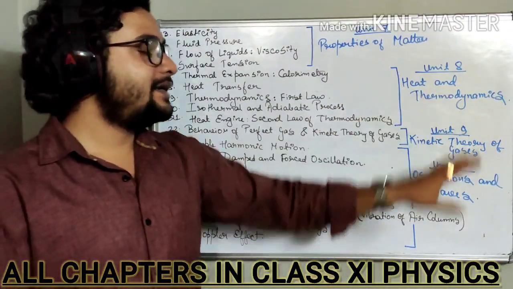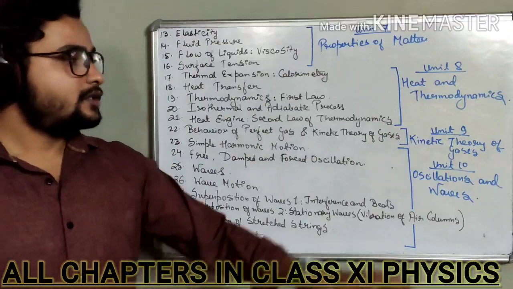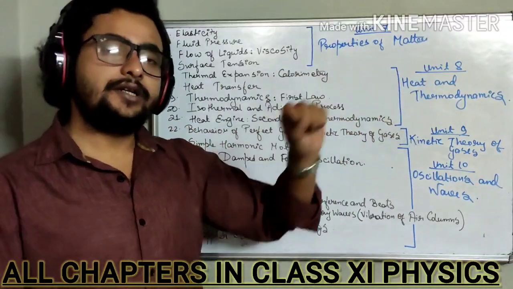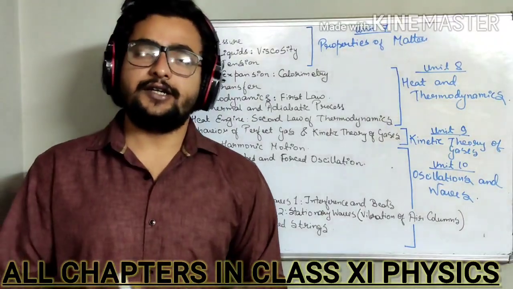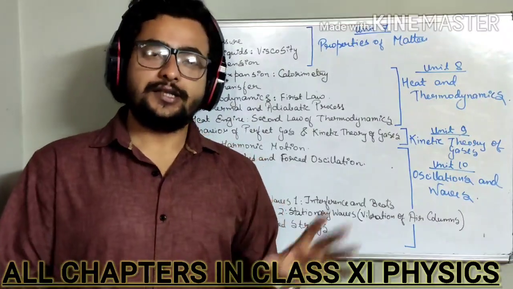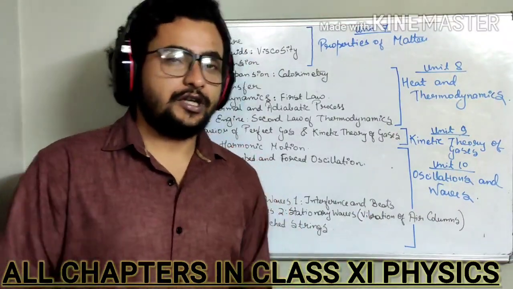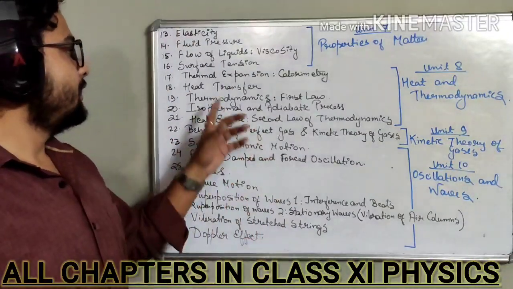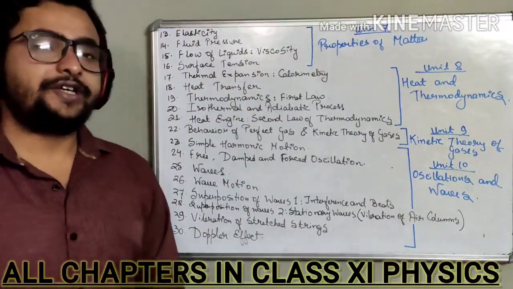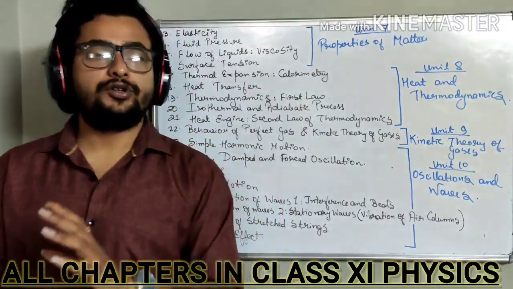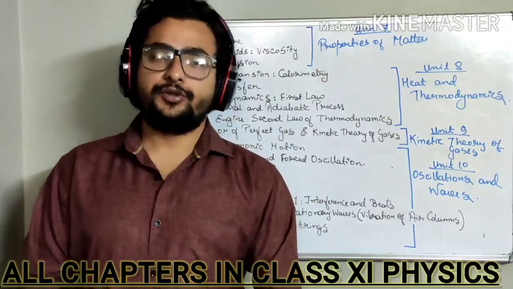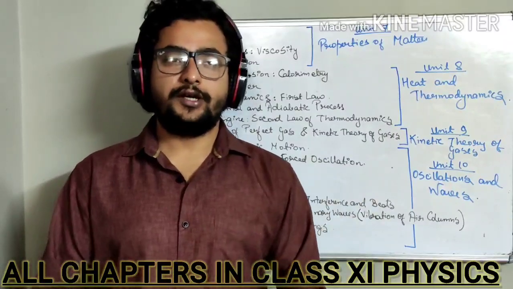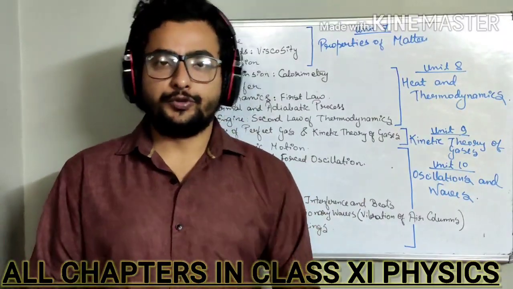Unit 8, Heat and Thermodynamics. Now, this unit may be completely unknown to you, but don't be afraid, it is not tough. It is unknown, but it is not tough. Let's see what the chapters over here are. The first chapter is thermal expansion and calorimetry. Now calorimetry you have already read in class 10. So if you know calorimetry properly, this chapter will not be a problem for you.